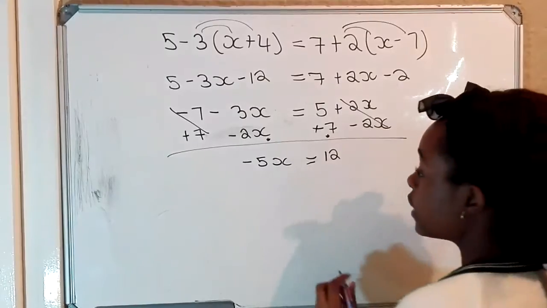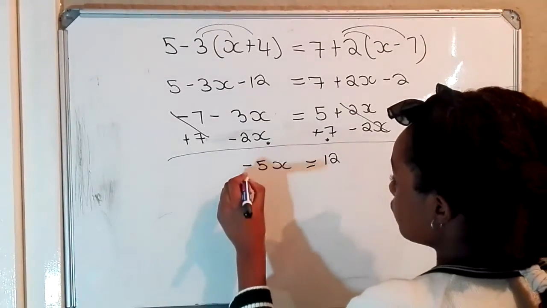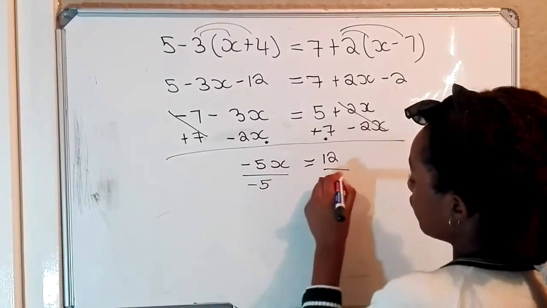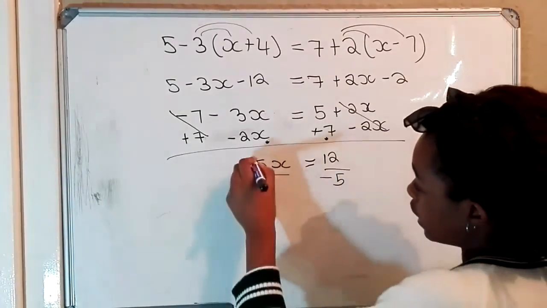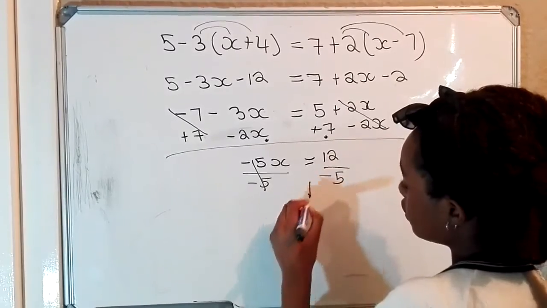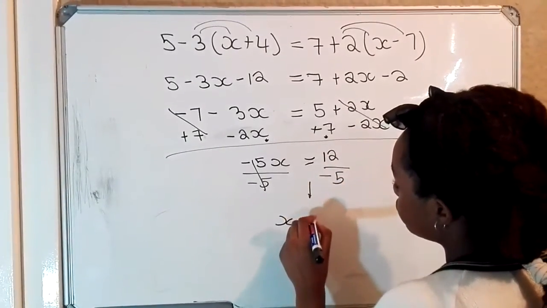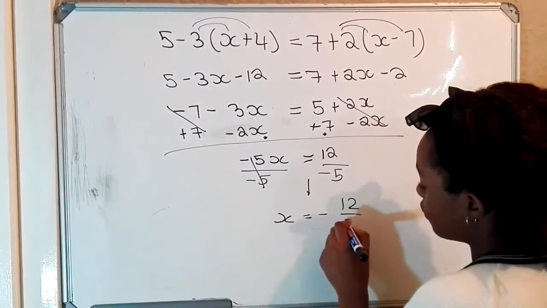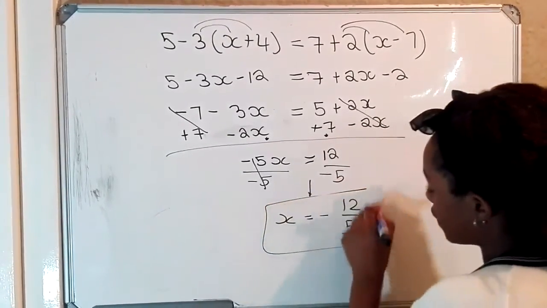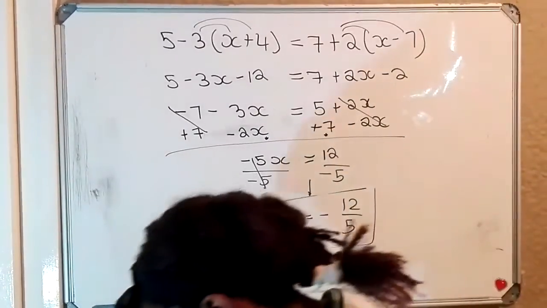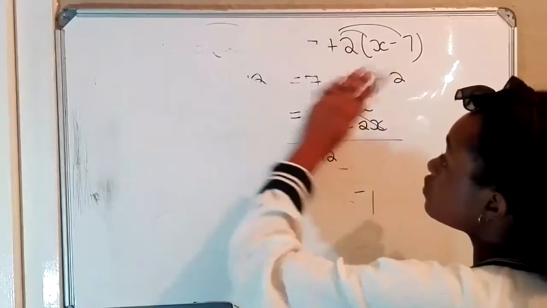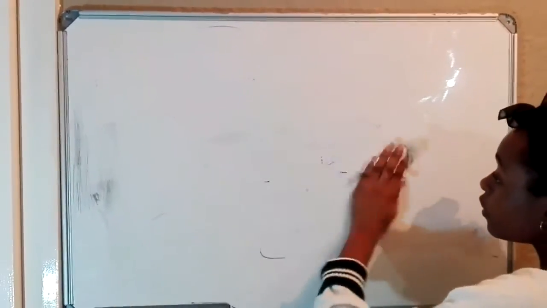So I'm going to divide everything by negative 5. This will cancel and I'll be left with x is equal to negative 12 over 5. This is our value of x. So let's try this other one.